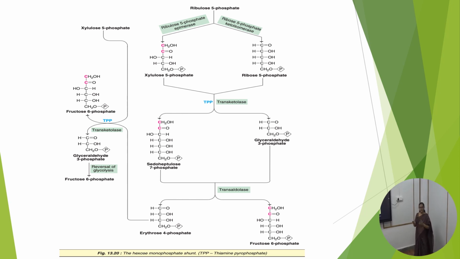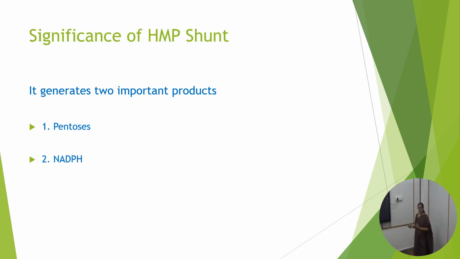So in that way, we know glyceraldehyde 3-phosphate and also fructose 6-phosphate will enter glycolysis and the TCA cycle and further be oxidized. So these are the two steps where we are seeing the HMP shunt. During this pathway, no ATPs are generated and no ATPs are utilized, but it is significant because during this pathway, some important products are formed. Those are nothing but pentoses and NADPH.